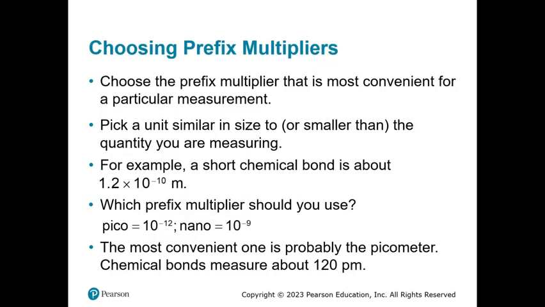Again, we'll practice, but in general, we want to choose a prefix multiplier that makes sense for what we're dealing with. So if we're dealing with atoms, we're probably going to use nanometers or picometers if we're being really particular. If we're talking about things in biology, we're probably going to use millimeters or micrometers. If we're talking about things in the universe, we're probably going to use kilometers or megameters or something very, very large.